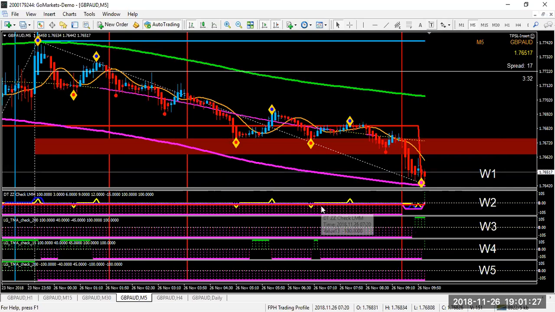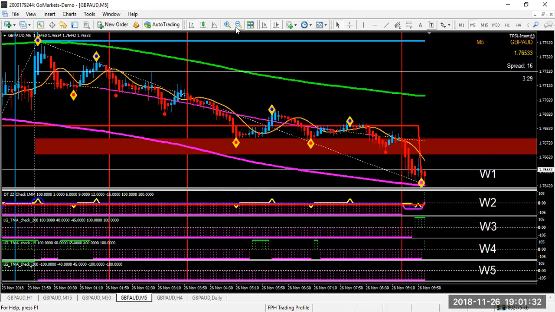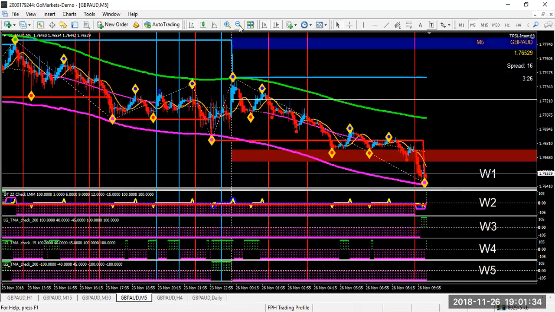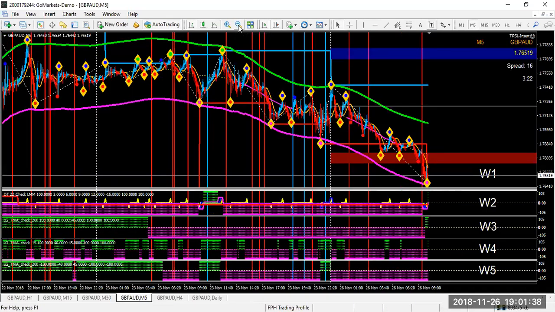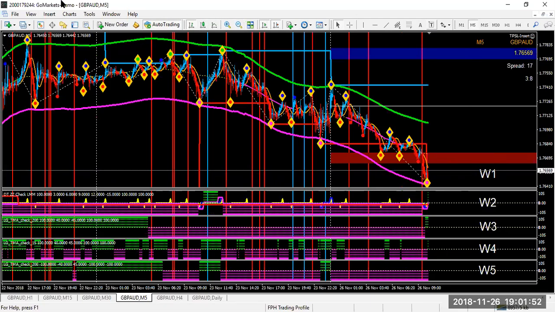All right, so what window number 2 does, it gives us another view of a higher time frame so that we're trading not just in the 5-minute. I know that you're trading within lowest current diamond to highest current diamond.